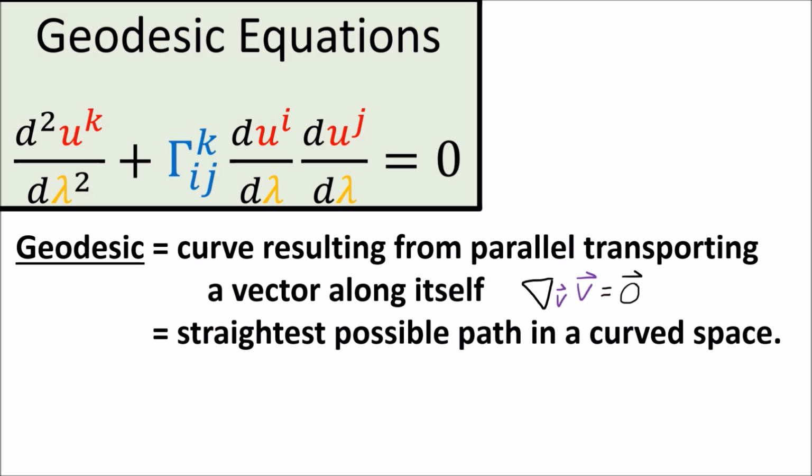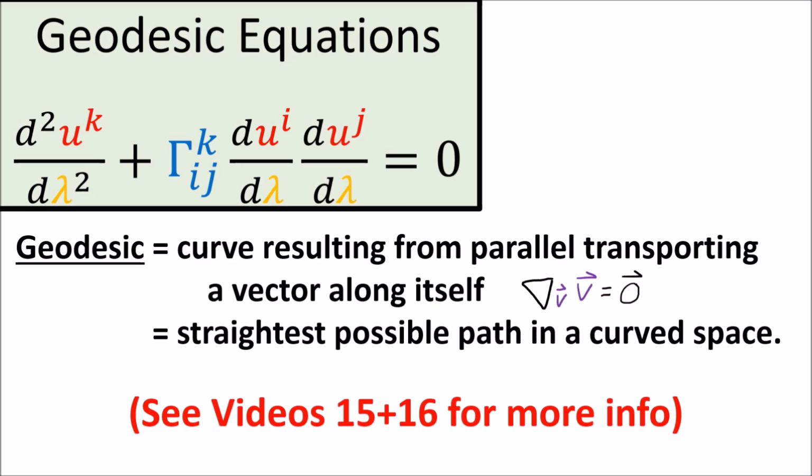Now, if this formula looks like a bunch of nonsense to you, I would encourage you to watch videos 15 and 16 to learn more about geodesics. I go through an example of finding geodesics on the sphere in video 16. So that was the intrinsic definition of the covariant derivative and a little bit of information on geodesics. In the next and final video on the covariant derivative, I will give you the abstract definition of the covariant derivative, which lets us take the covariant derivative of general tensor fields, not just vector fields.